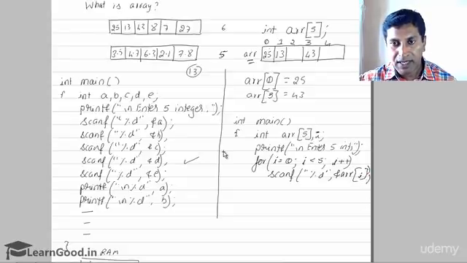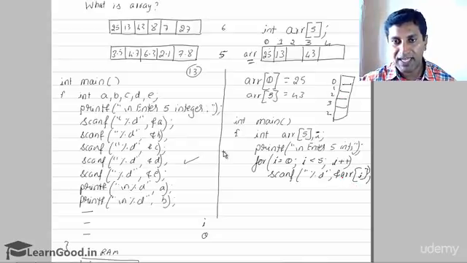So you can give your ARR of I. First time, I value is 0. When I value is 0, scanf ARR of 0 it takes. If I give 10 as the data, when it is reading your ARR of 0, then 10 will be stored in this first location.